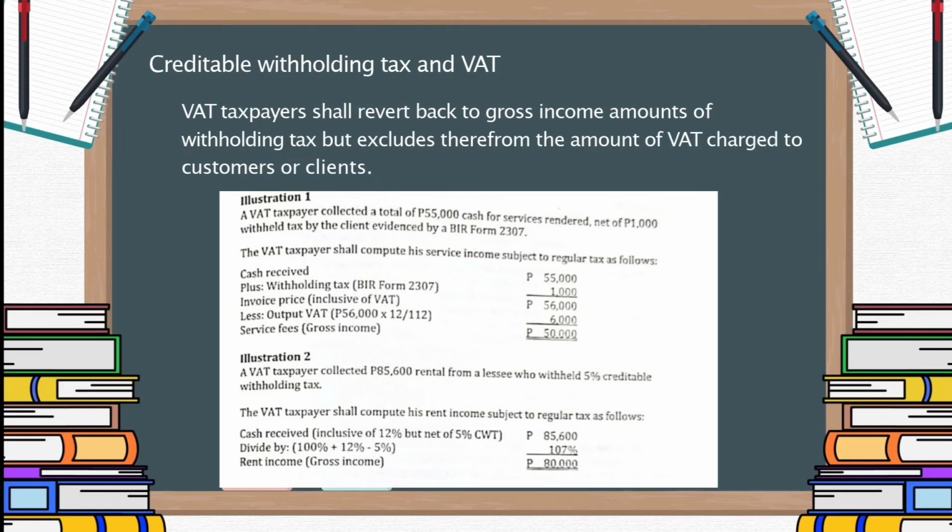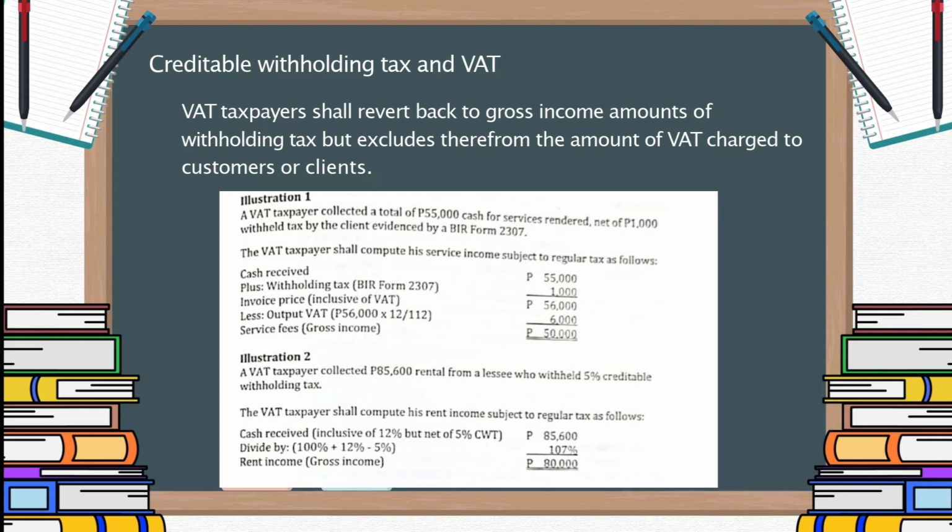Creditable withholding tax and VAT. VAT taxpayers shall revert back to gross income amounts of withholding tax but exclude therefrom the amount of VAT charged to customers or clients. Illustration 1. A VAT taxpayer collected a total of 55,000 cash for services rendered, net of 1,000 withheld tax, evidenced by a BIR Form 2307. The VAT taxpayer shall compute his service income subject to regular tax as follows.